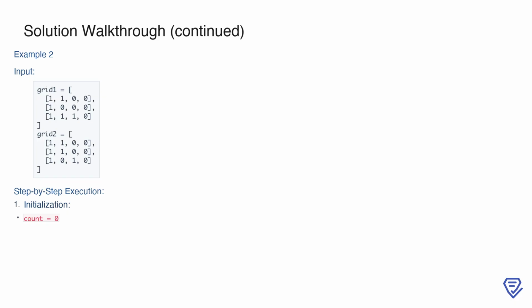Moving on to the second island, which begins at 2, 2, we validate that all its cells in grid 2 have matching 1s in grid 1. Since this island meets the criteria, we return true and increment count to 1. The final result for this example is count equals 1.